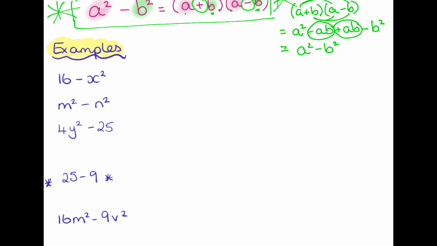Okay, so let's pick a nice colour. Let's use that one for a change. All right.